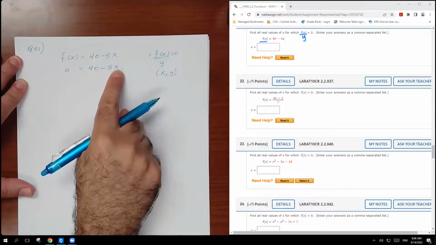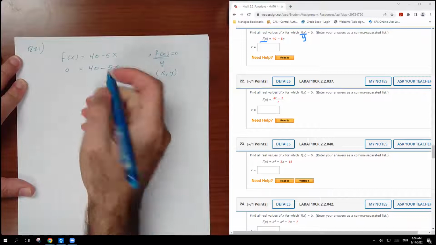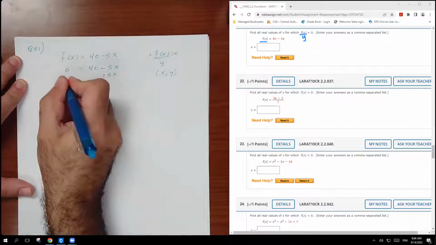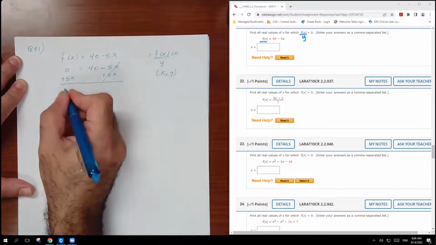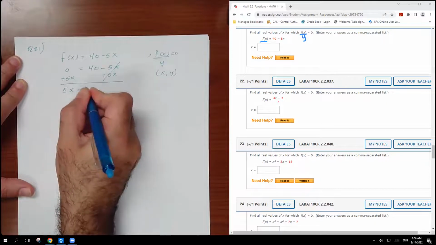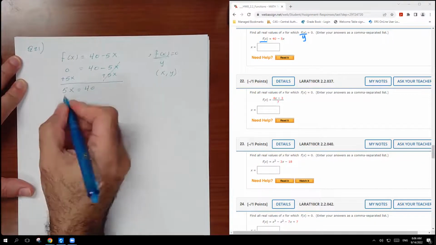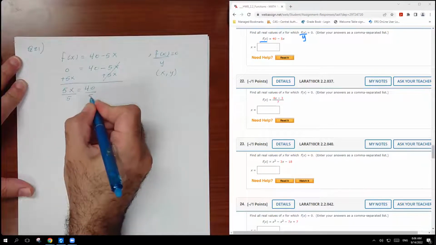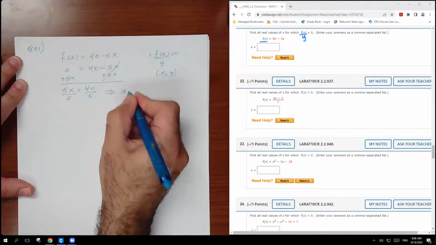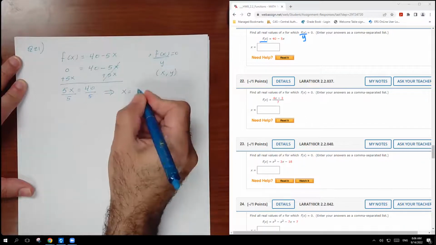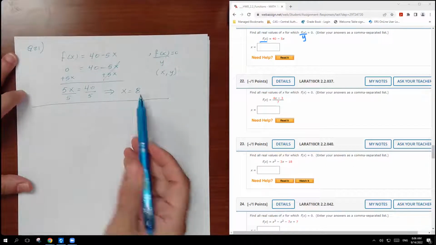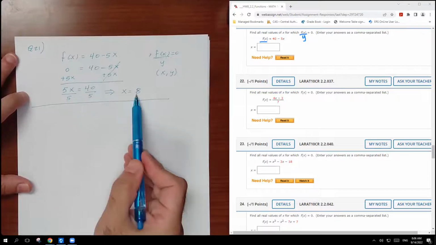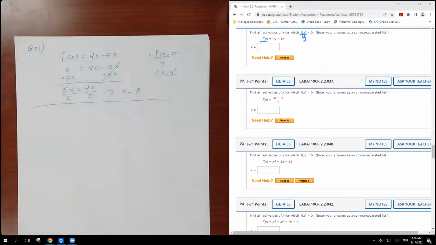Now I need to solve these equations to the x. How I'm going to solve this one? Let's move the x to the other side. So I'm going to add 5x. This is cancelled. So it's going to be 5x equal 40. Then next step, you're going to divide both sides by 5. That means x is going to be 40 divided by 5 is going to be 8. Because they ask you to find the value of x, which make f of x equal 0. So now this is the value of x equal 8.